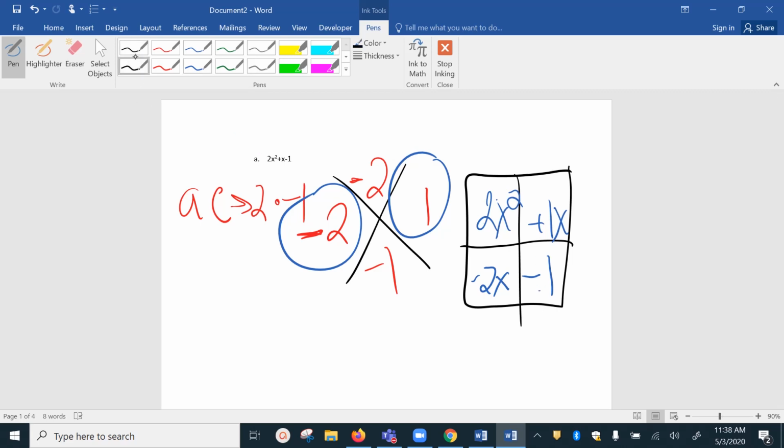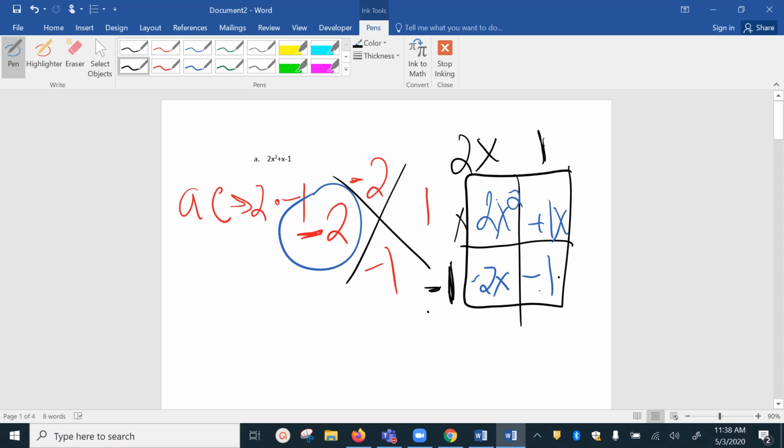Now what I do is I put an x here. What times x will give me 2x squared? 2x. I can't do that there actually because look, nothing times 2x will give you 1x, unless it's a fraction, but we want whole numbers. So I'm not going to freak out. I'm just going to put my x here and my 2x on the top. What times 2x will give you negative 2x? Negative 1. What times x will give you 1x? 1. And 1 times negative 1 gives you negative 1.